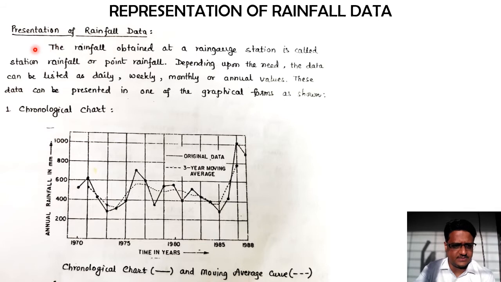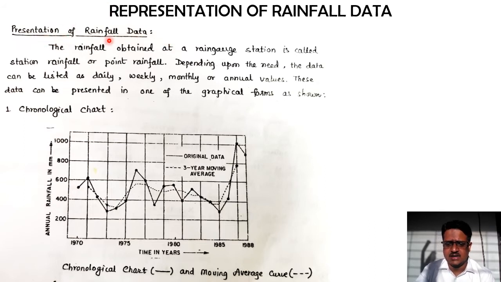Now the next part is presentation of rainfall data. So collection of rainfall data is one part, and interpreting is going to be another part. For interpretation, that is how we are going to use that collected data for the practical purpose. So this presentation is going to play an important role.